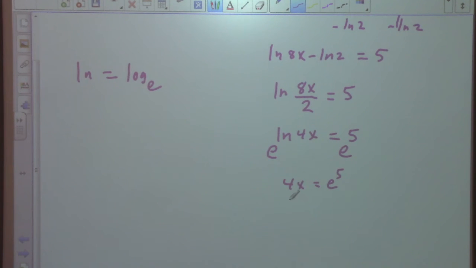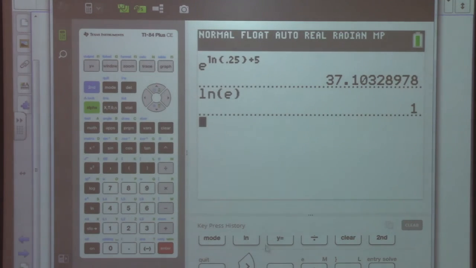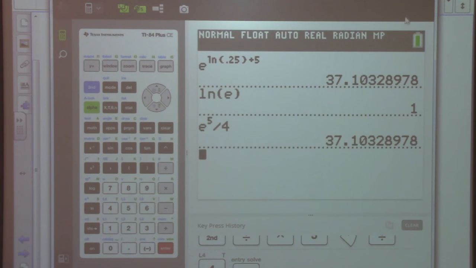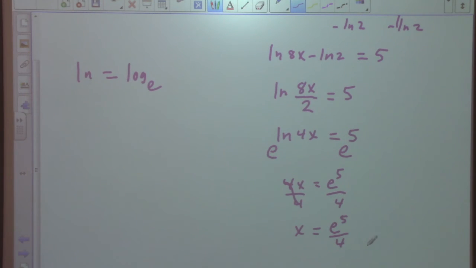And so then you divide by 4, so x equals e to the 5th divided by 4. E to the 5th is 37.1, divided by 4, so about 37.103. Why do you have that up there, Mr. G? I have the same answer right there. Well, different equation. Is it 0.25?